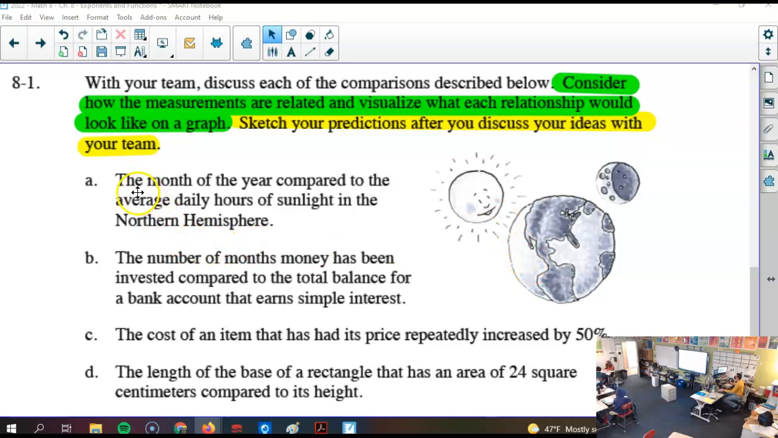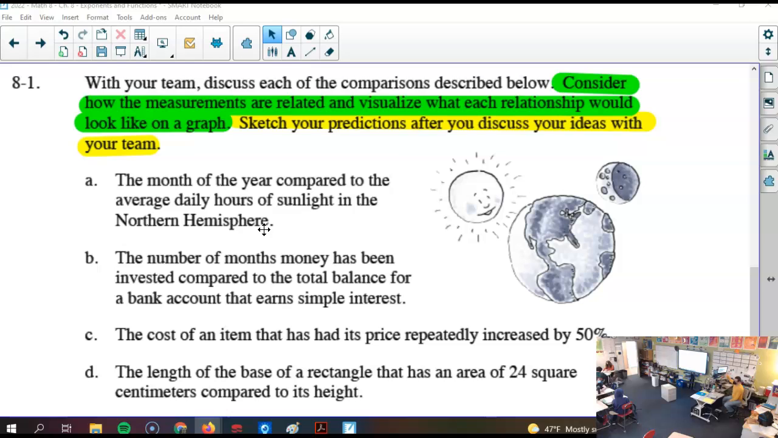So, if you chat with your teammates and make really simple graphs, don't have to have labels, maybe have a couple labels, but if you know which is the x-axis and which is the y-axis, I want you and your team to try to talk about what these graphs would look like. So for A, the month of the year compared to the average daily hours of sunlight in the northern hemisphere, which is where we live.